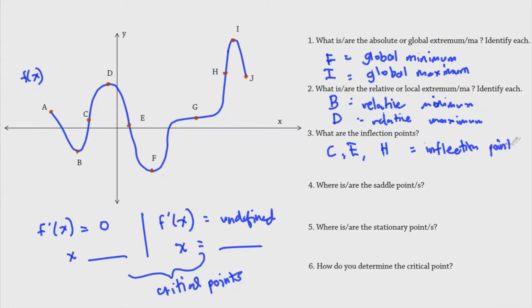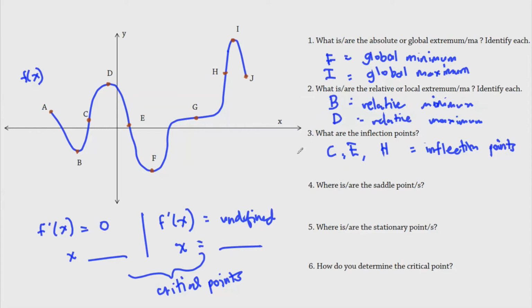Later on, you will be able to find these inflection points using mathematical methods. But in this case, I just want to show you how this works in a graphical way, so you can guess it before we solve. Okay? And then number 4, what is or are the saddle points?